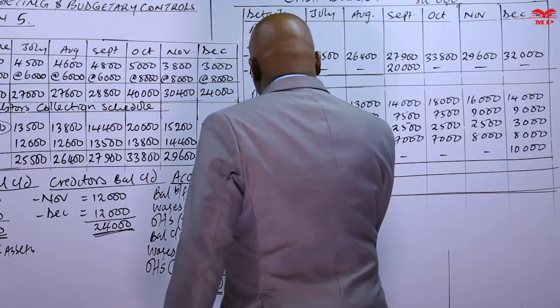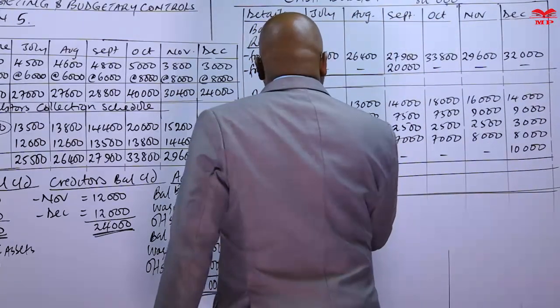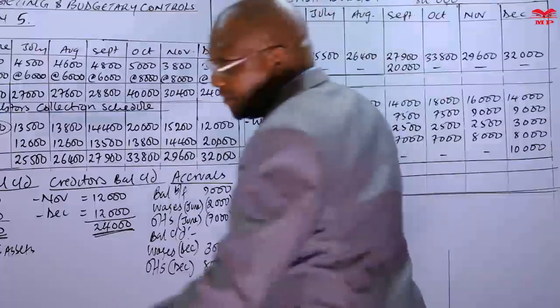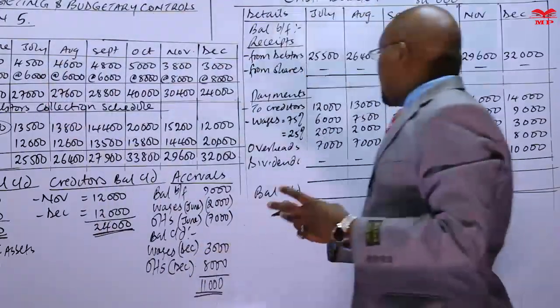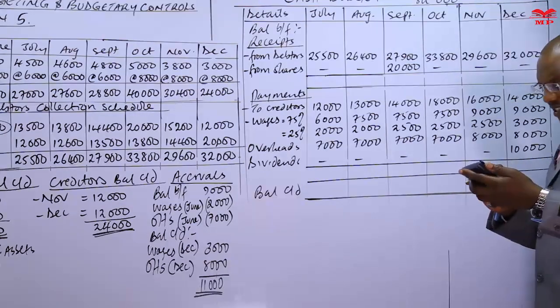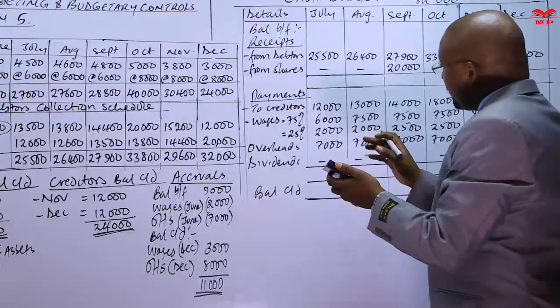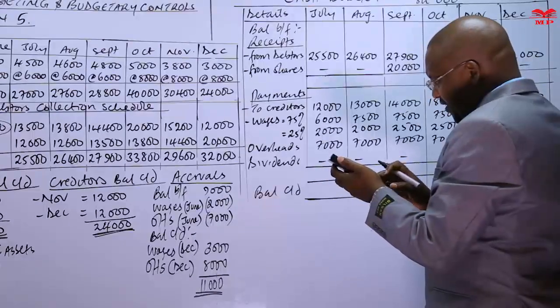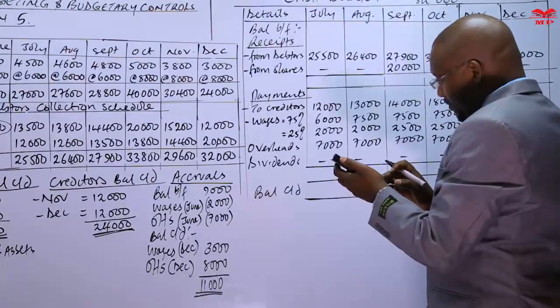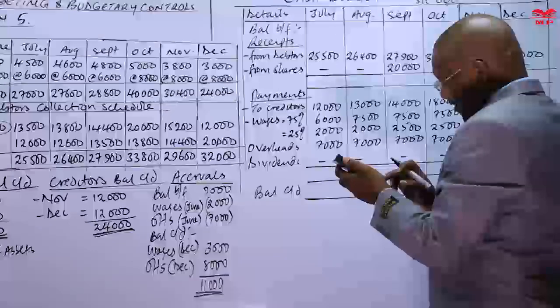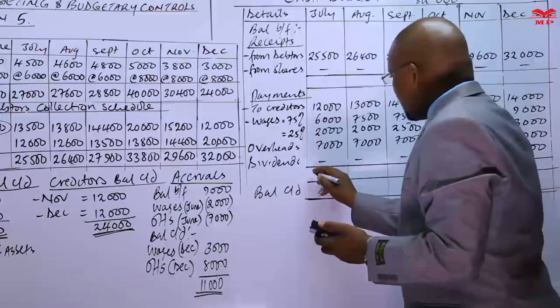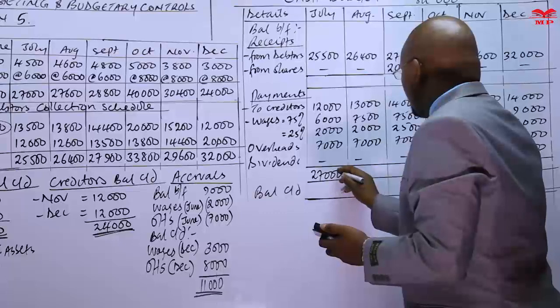So the balance carried down. Let's record first of all the payments. There's no payment remaining, so we can just add the payments. We don't have any overdraft. So this is 12,000 plus 6 plus 2 plus 7. This is 27,000 payment.